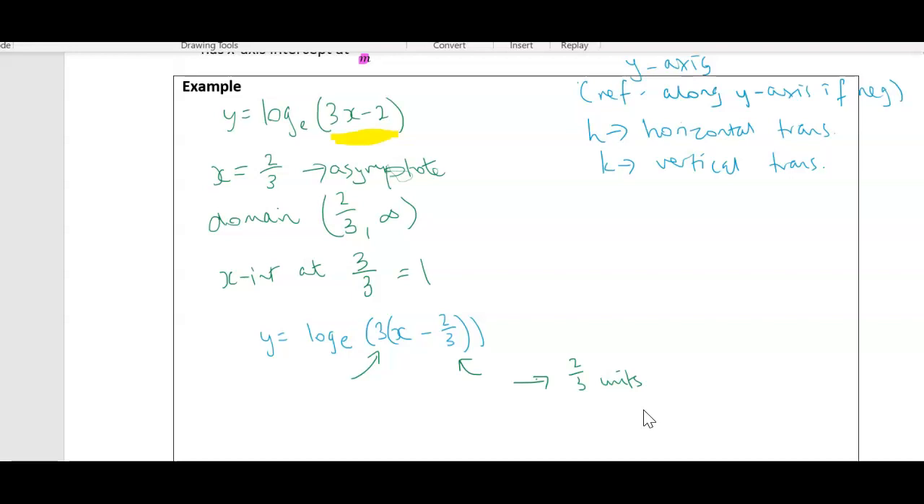And that's your transformation. So we've gone to the right 2/3 and we've dilated by a factor of 1 over 3, not 3, 1 over 3 from the y-axis. Okay, so when you're looking at any transformations, or even if you're graphing, reading it from here, you have to be very careful to have it in this form, as opposed to this form up here.